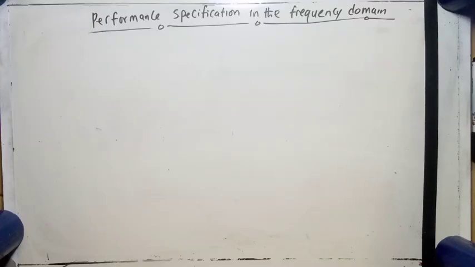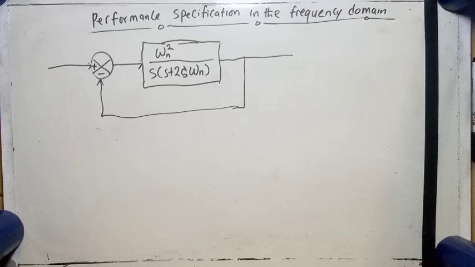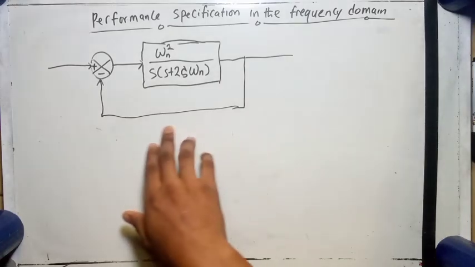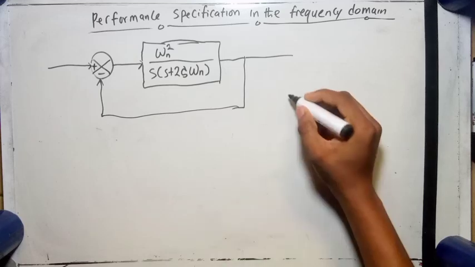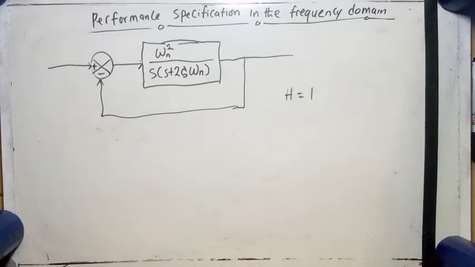Today we're going to be looking at performance specification in the frequency domain. Now, let's say we are given this second order system. As we can see in this system, we have a unity feedback loop. That means our value of H in this place is 1.